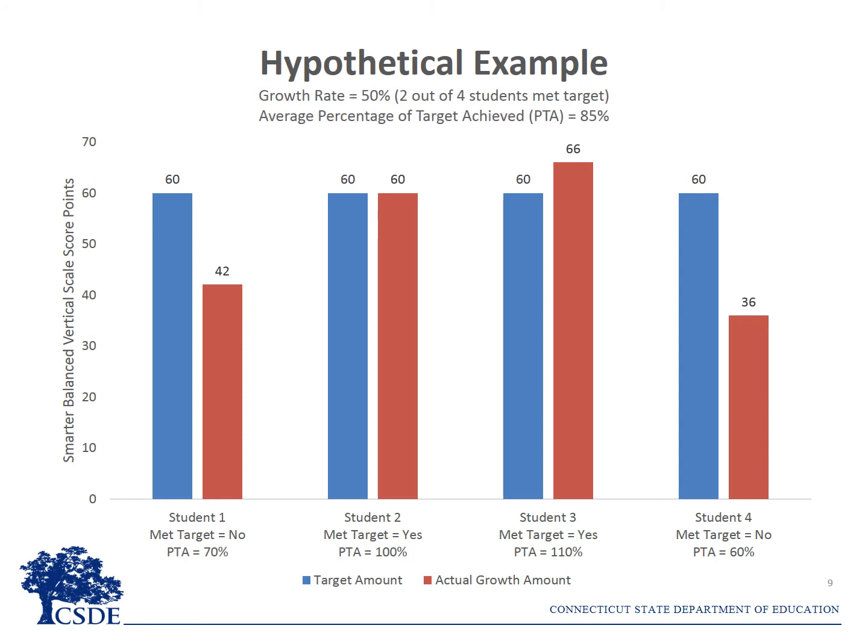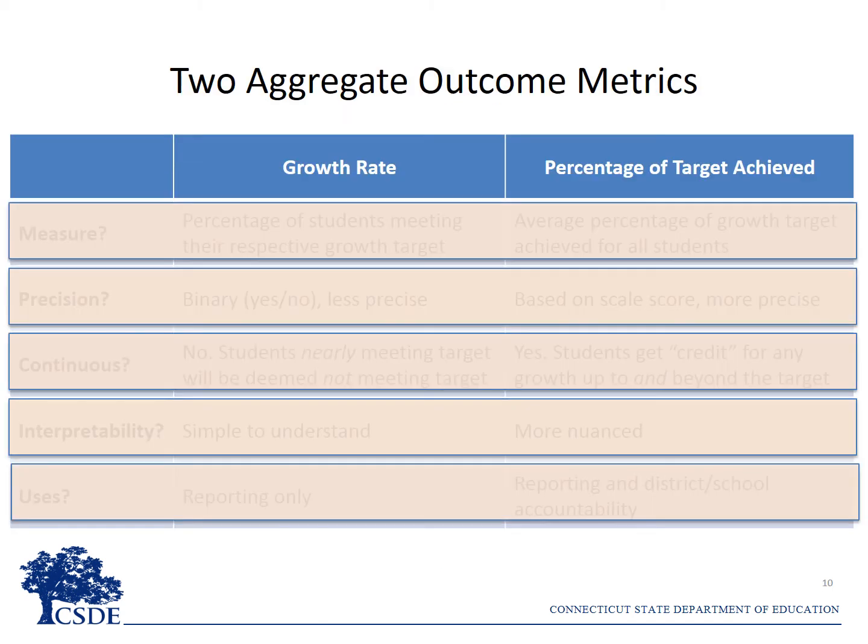Overall, the growth rate was 50% because 2 out of 4 students met their target. The average percent of target achieved was 85%. That is the average of the individual student percentages of target achieved. So, the 2 aggregate statistics that will be reported are the growth rate and the percentage of target achieved.